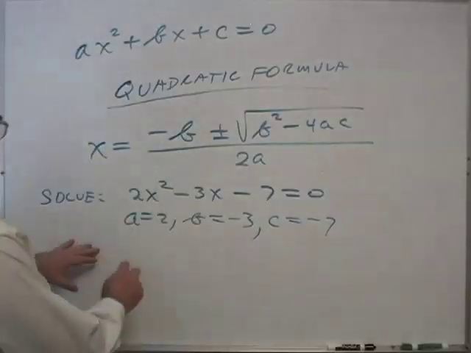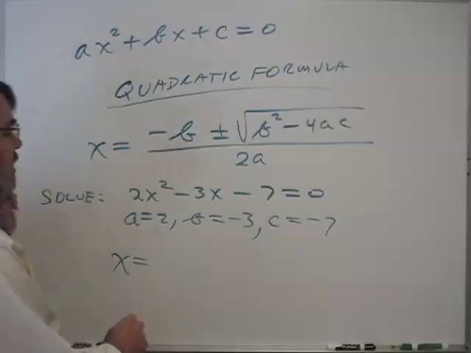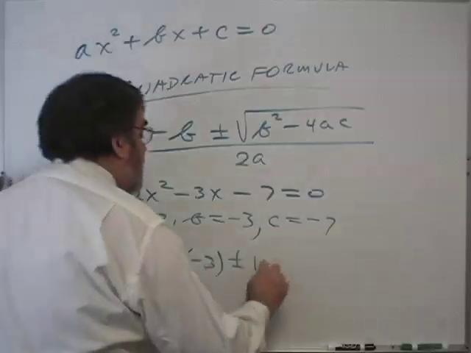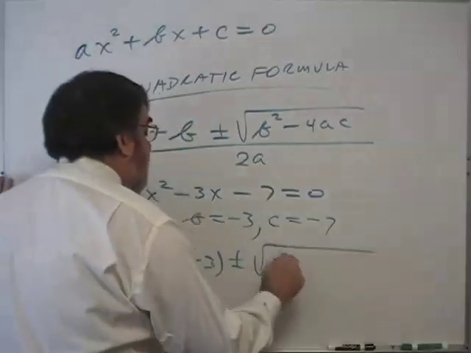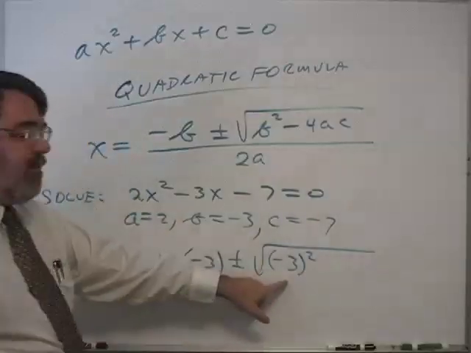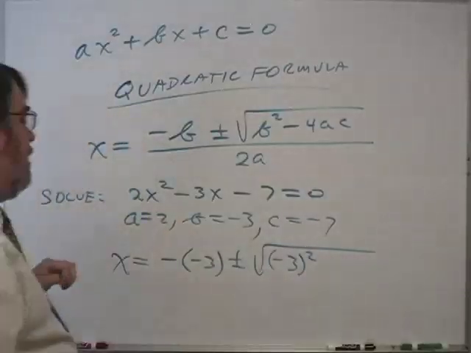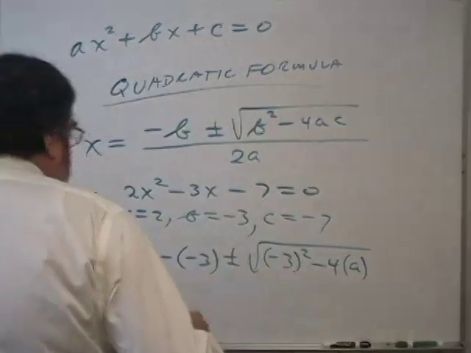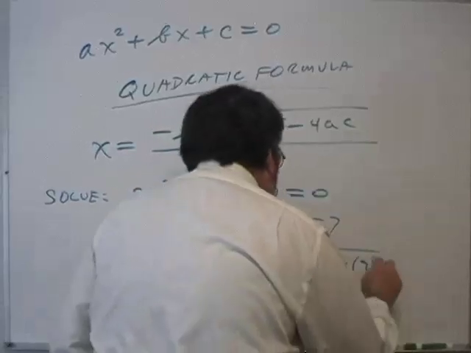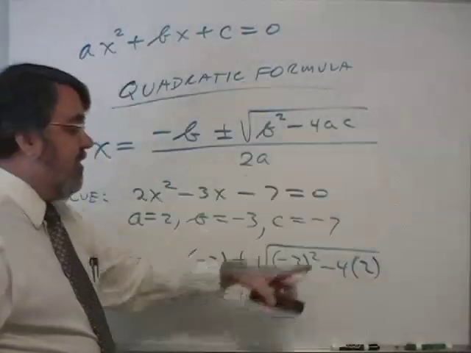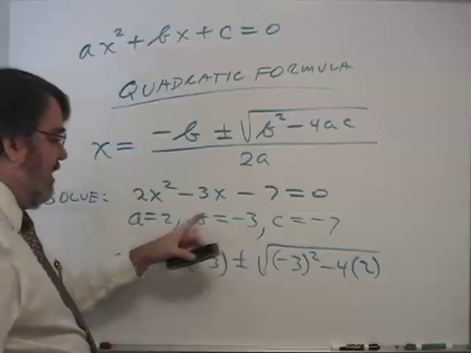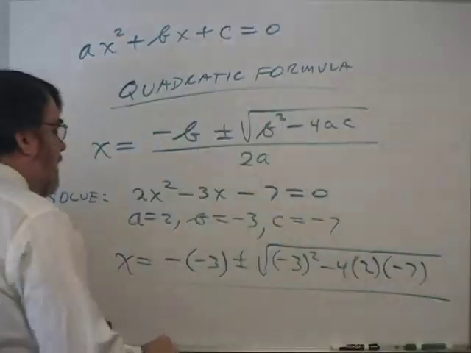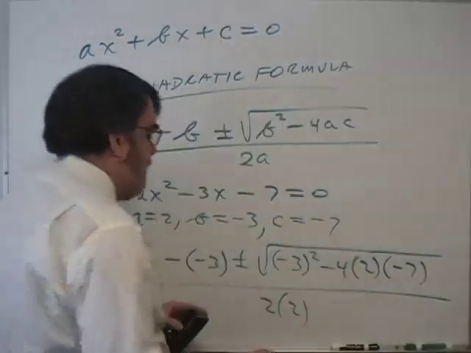Here's the formula. So the answer would be x equals negative b, so that's negative of negative 3, plus or minus the square root of negative 3 squared, and notice I use parentheses here, minus 4 times a, which is 2, and times c, so that's minus 4 times a times c, negative 7. And everything is divided by 2a, so that's 2 times 2.